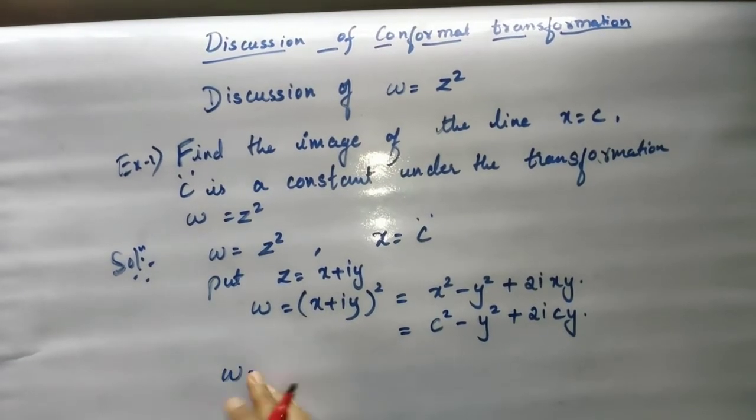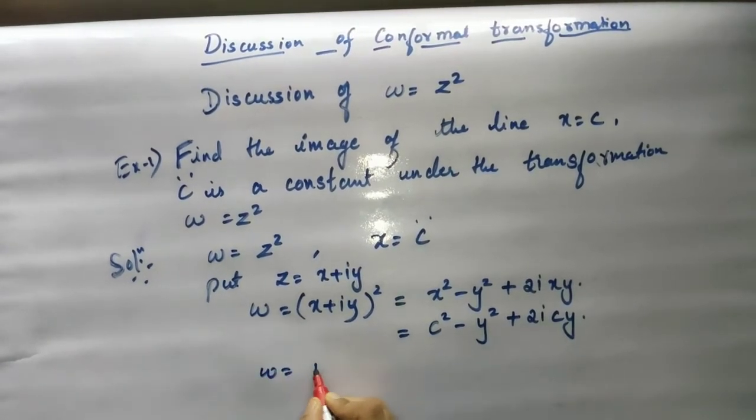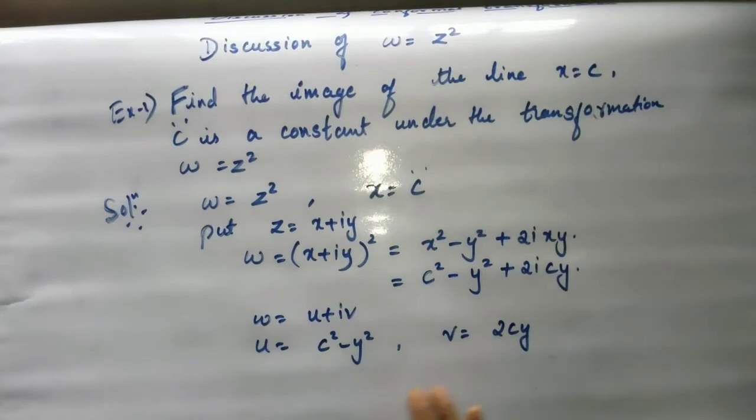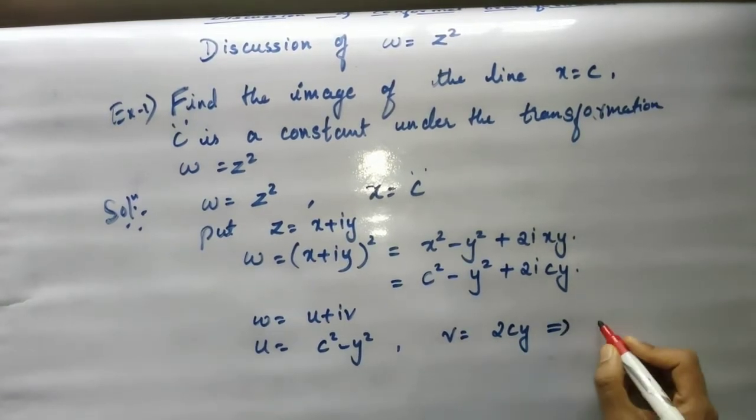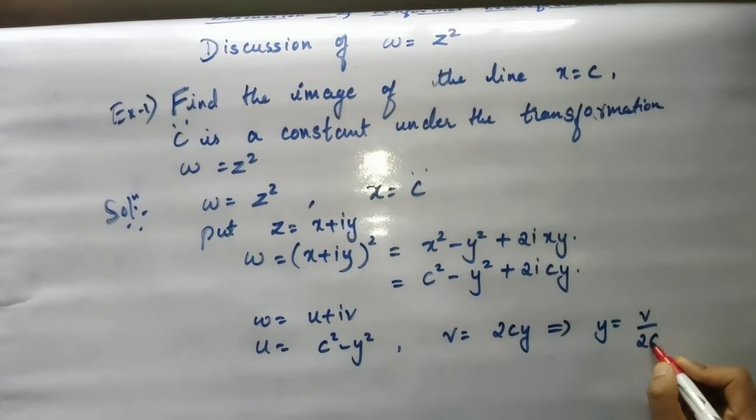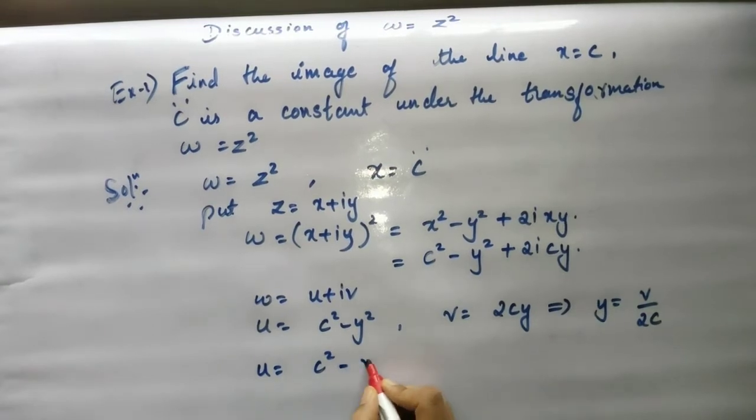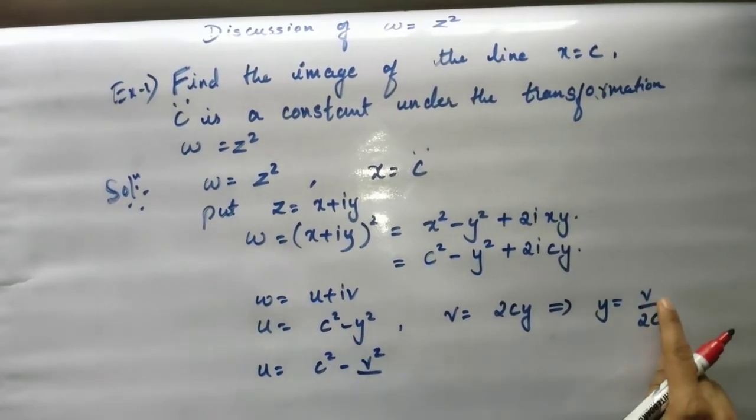Now let us separate the real and imaginary parts and see what is u and what is v. Actually w is u plus iv, right? So what is u? u is c square minus y square, and v is 2cy. Now we can take the value of y from this equation. So y is equal to v divided by 2c, right? Let us substitute it here. u is equal to c square minus y square, it is v square divided by 4c square. Write it as 4c square here.